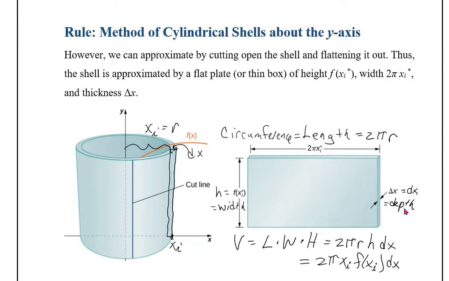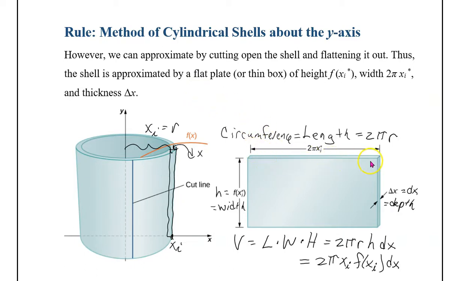Because we're using the shell method, we are going to draw our strips so that they are parallel to the axis of rotation, which here in the picture is the y-axis. That makes our thin strips or our thin rectangles be vertical as well. Think shell, double L, parallel.